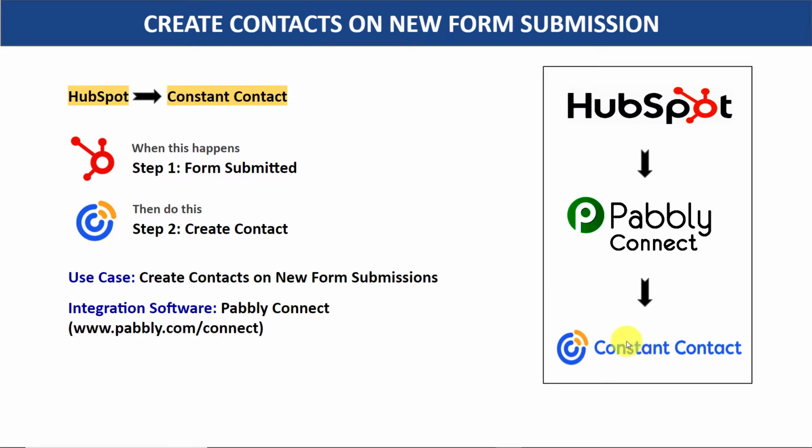So here you have two choices. The first choice is to copy all the details of John from HubSpot forms, sort it out and manually add him as a contact in Constant Contact. Now this approach is actually very repetitive and tiresome. So I would suggest that you bring in automation so that whenever a new form is submitted in HubSpot, it will automatically create a contact in Constant Contact.